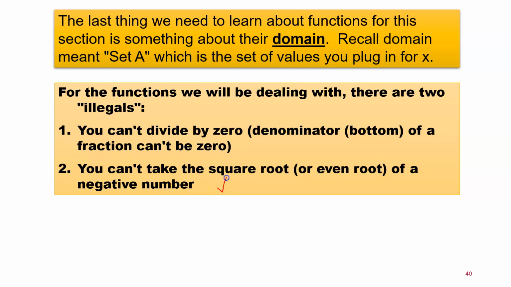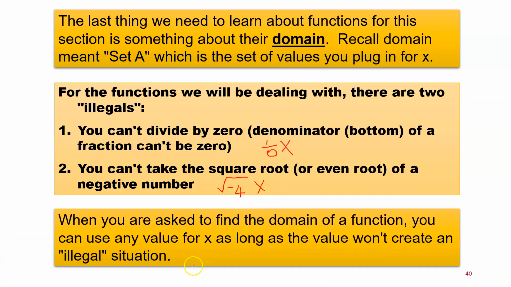And you can't take the square root or even root of a negative number. Maksudnya dekat sini, bila ada square root, you tidak boleh ada negative 4 dekat situ. This one is wrong. You cannot have square root of negative number, okay? While for this one, you cannot divide by 0, means like you have 1 over 0. This is wrong. Definitely wrong.